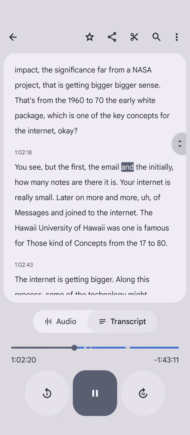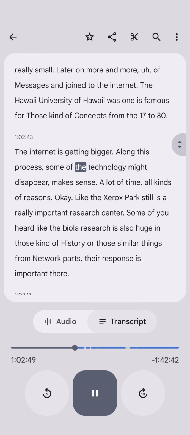See, with the first email, and initially how many nodes there were. The initial internet was really small. Later on, more and more organizations joined the internet. Some of you have heard about Aloha, right? The University of Hawaii, what it is famous for. Then those kinds of concepts from the 70s to the 80s, the internet was getting bigger. Along this process, some of the technology might disappear. Makes sense? Along the time, for all kinds of reasons. Okay?